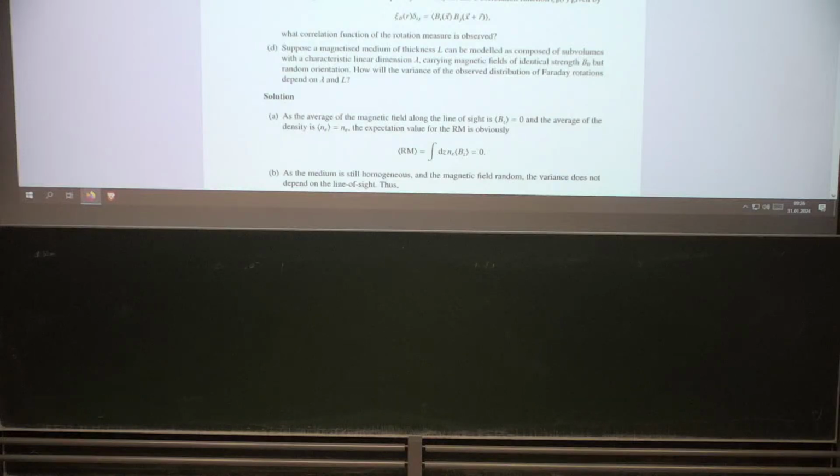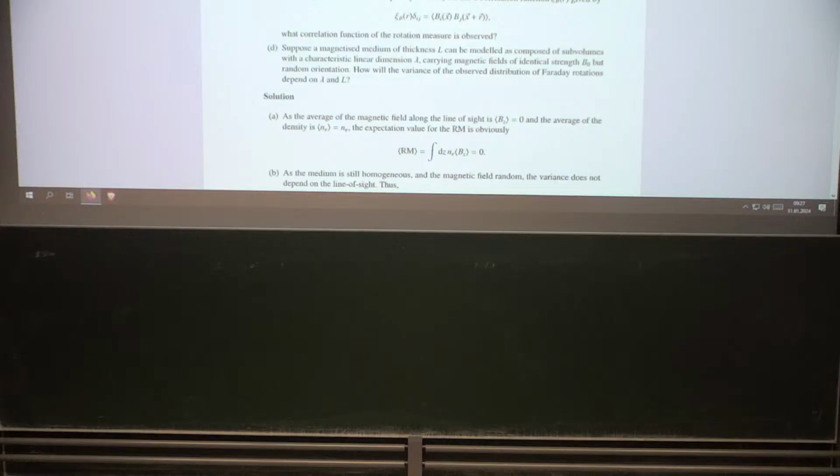Okay, what is the variance of the distribution of rotation measures obtained along many different lines of sight through the randomly magnetized medium if the energy density in the magnetic field is UB and the lines of sight have a length L? So the idea is that you have this randomly magnetized medium, and you poke lines of sight through that. And then you will have a mean, this is what we just calculated, and the mean is 0. But you also will have a variance. What is that variance?